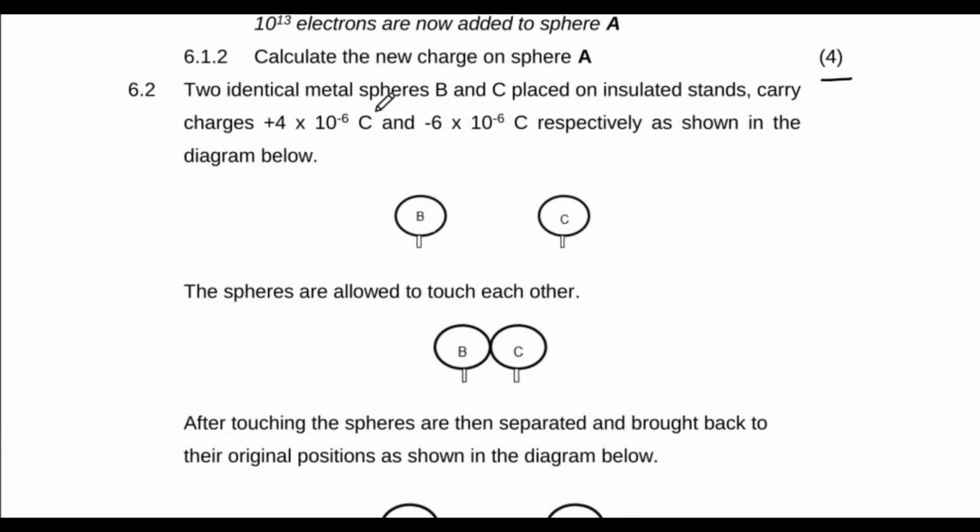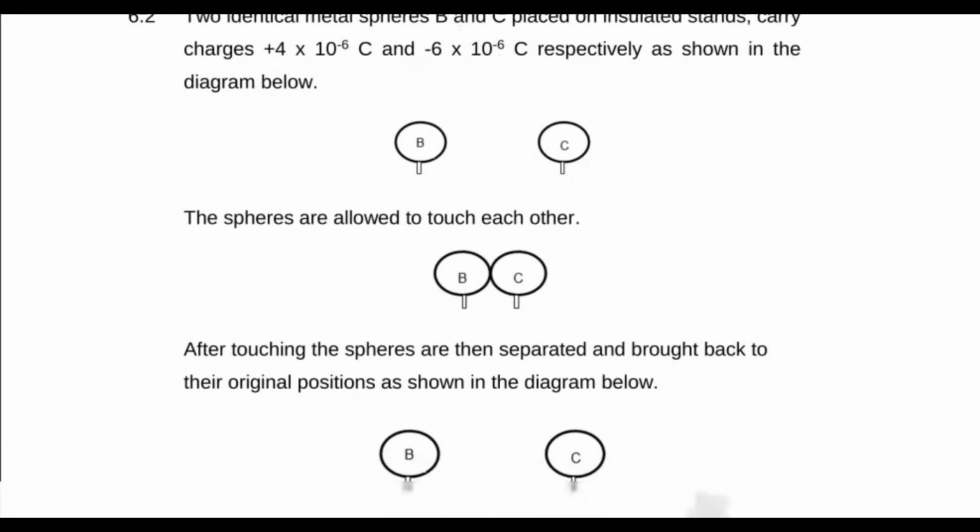Now we have two identical metal spheres, B and C, as they are shown here, placed on insulated stands, and they carry charges. So the charge on B is the positive 4 multiplied by 10 raised to the power of minus 6. It tells us that this sphere has a shortage or a deficiency of electrons, and the charge on sphere C is minus 6 multiplied by 10 raised to the power of minus 6. It means it has an excess of electrons.